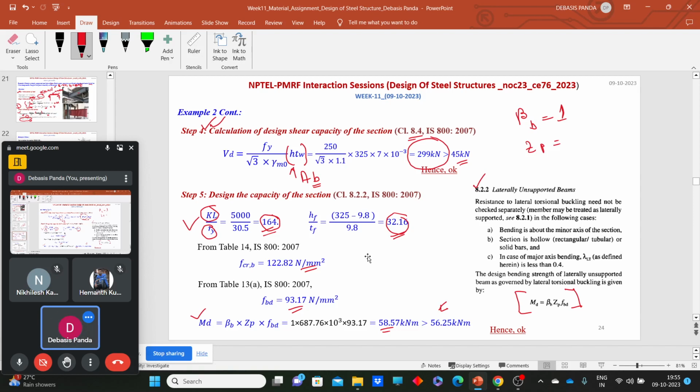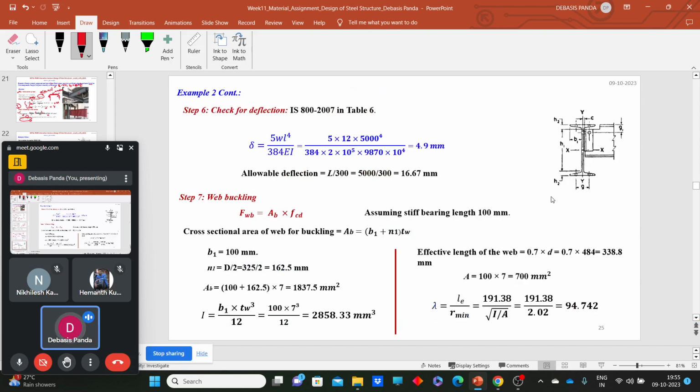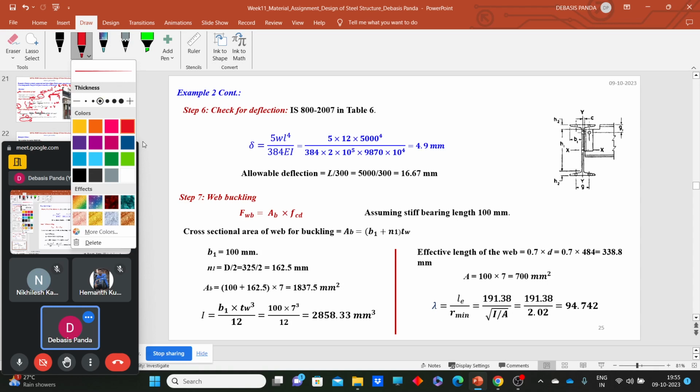Okay, so now three more checks are left. One is with respect to deflection, one is with respect to web crippling, and one is with respect to web buckling. So in step 6 we need to calculate the maximum deflection.